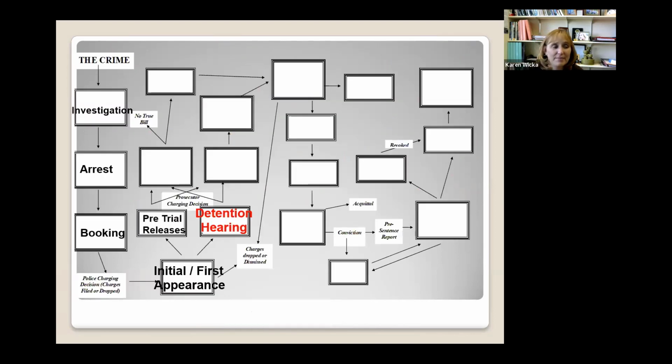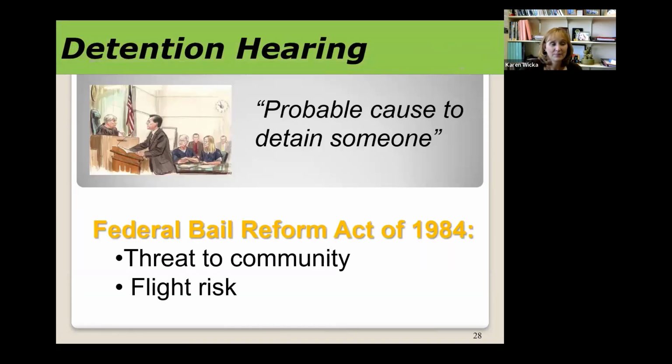There are certain parameters. If they're going to do that, they have to hold what's called a detention hearing. So there are certain parameters that have to be met before the judge is permitted to just outright deny bail. So they have to have a little hearing just to determine whether or not the person can be eligible for bail. Now, the detention hearing's basic function is to assure whether there's probable cause to detain someone.